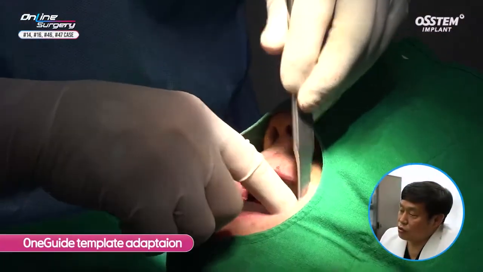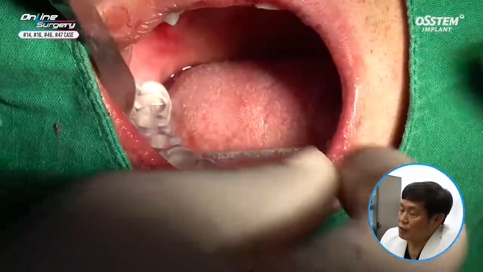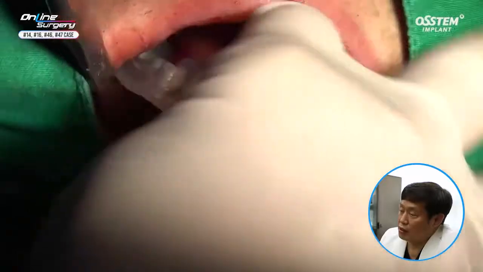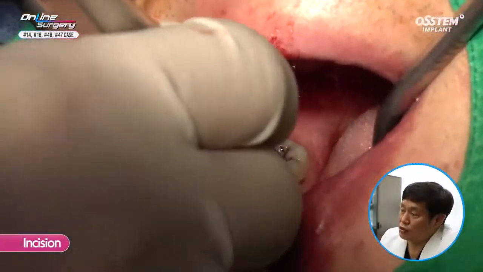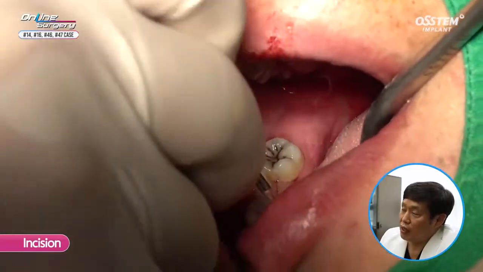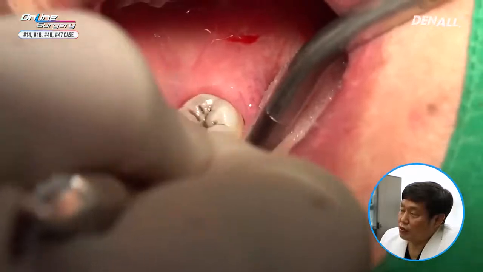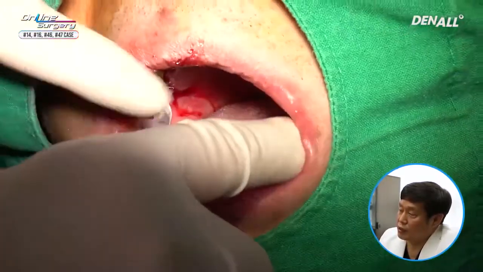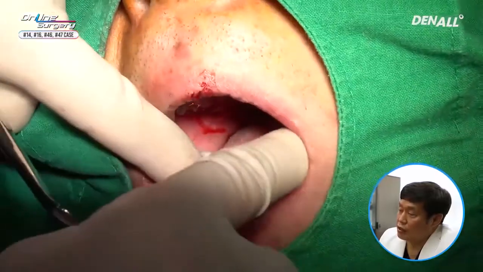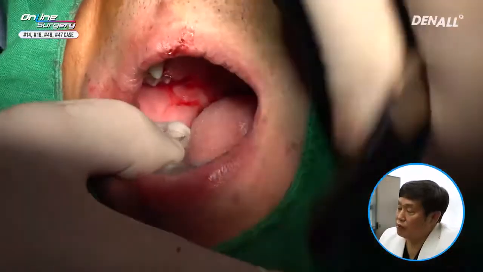I completed surgery on the upper first. The OneGuide template is adapted in the lower. GBR was done in the upper. I did not do tissue punch in the lower, and I am making minor incision to do OneGuide surgery. Flap is not fully reflected. I am slightly reflecting it so that drilling is possible. OneGuide is adapted.